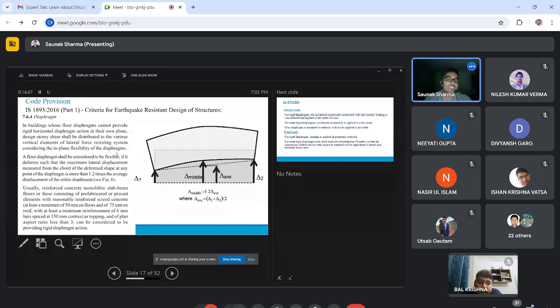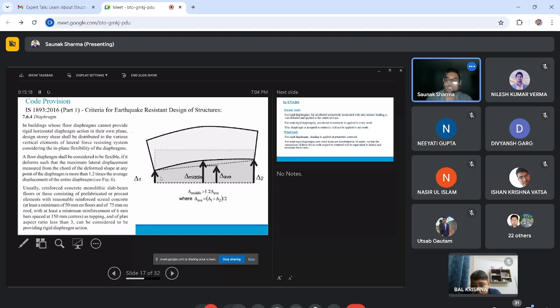This means it will go to each and every mesh point and distribute to the vertical lateral load resisting system for their tributary area. The floor diaphragm shall be considered to be flexible if it deforms such that the maximum lateral displacement measured from the chord of the deformed shape at any point of the diaphragm is more than 1.2 times the average displacement of the entire diaphragm.